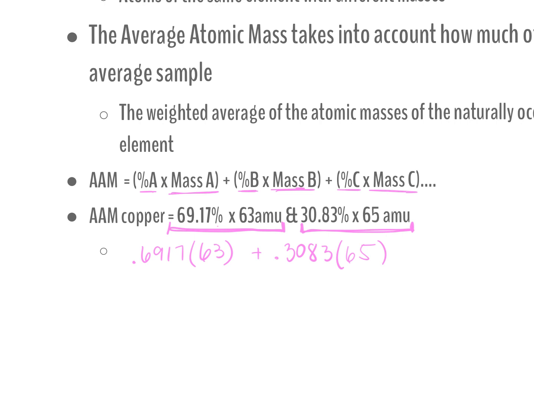63 is more abundant, right? It has almost 70% of copper atoms existing at a mass of 63. So our weighted average is going to be closer to 63 than to 65. So run the math on it and see what you get. Okay, we convert those percentages to decimals. Now let's just run the math. 0.6917 times 63.